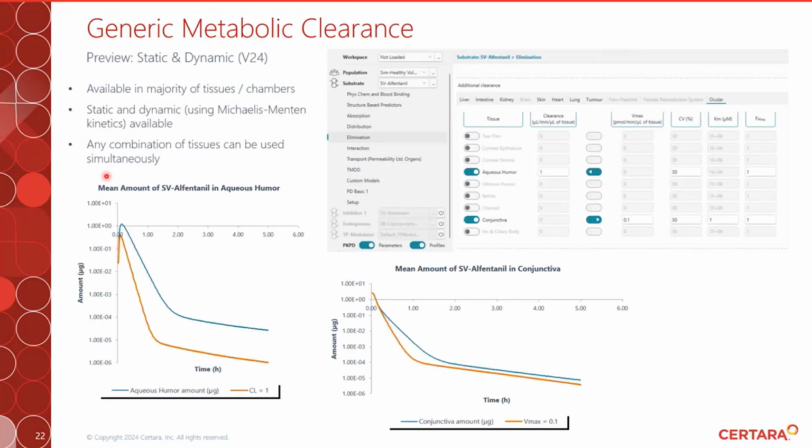And finally, we've also added generic metabolic clearance, both static and dynamic, which is, of course, critical for many compounds, depending on your specific data and your specific compound. It's something we didn't have in version 23, and we've added it so that we can have more robust, useful simulations in version 24 as well. And that's available in the elimination tab in substrate elimination.